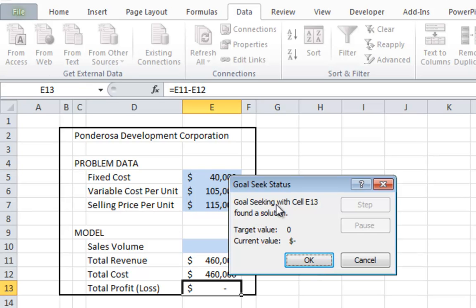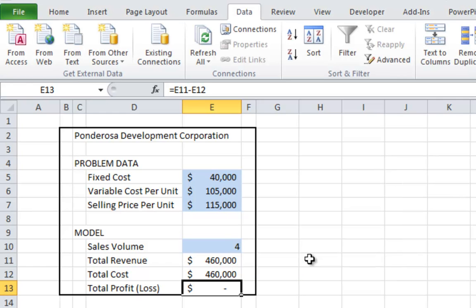And it says goal seeking with cell E13 found a solution. Target value 0, current value, because I had it formatted as dollars, that's 0. Click OK. And we see that the break-even point is 4 cottages. So that's a nice easy way to let Excel do some of the work for us. And that's what we should have figured out by using algebra, that we needed 4 cottages sold.